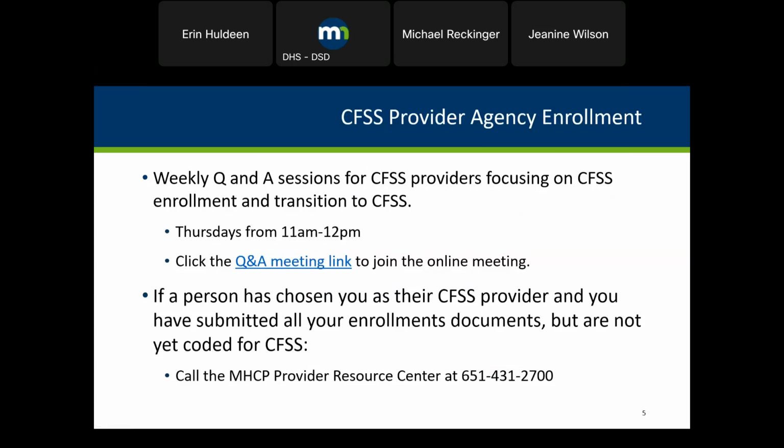Where our office hours that we're holding here are regarding CFSS policy. So we wanted to make sure that we distinguish the difference between what those office hours are. We apologize, there's a little bit of confusion that we named them somewhat similar names. And so know that if you're attending the meetings on Thursdays, that is regarding CFSS enrollment.